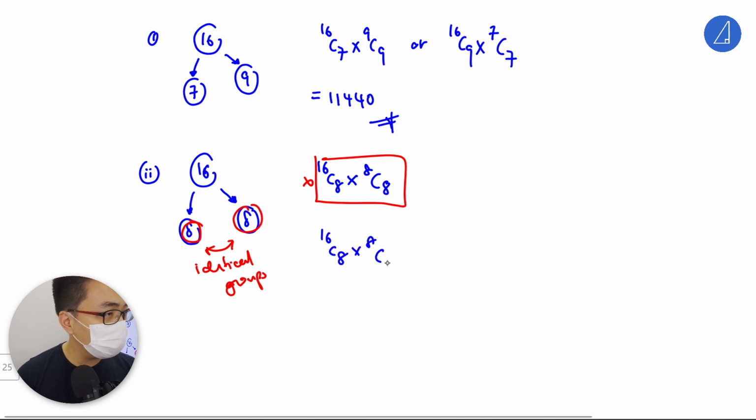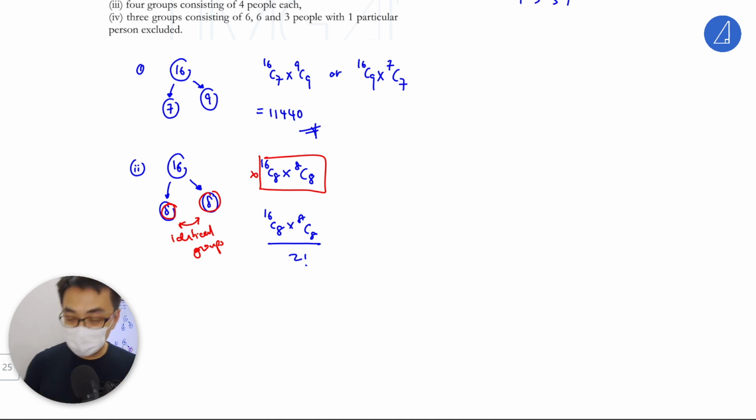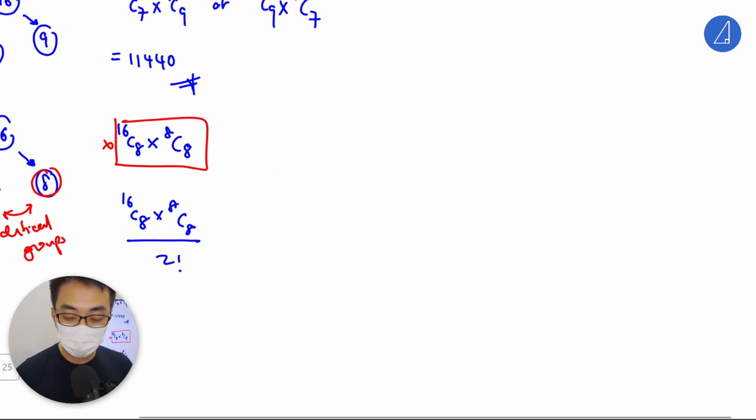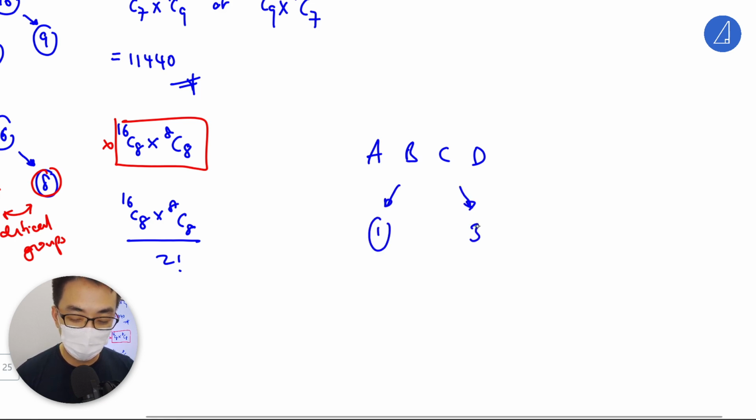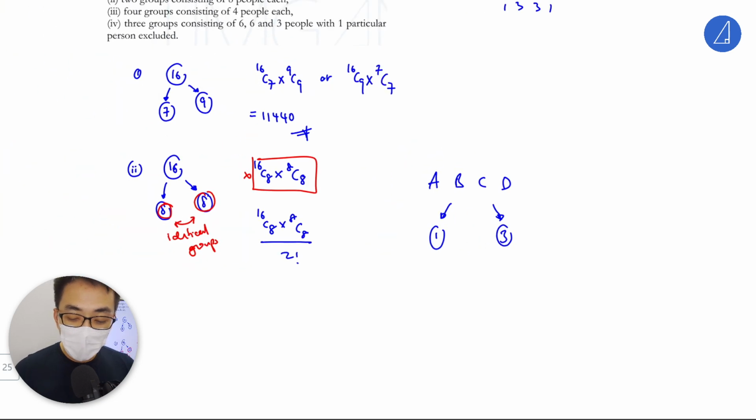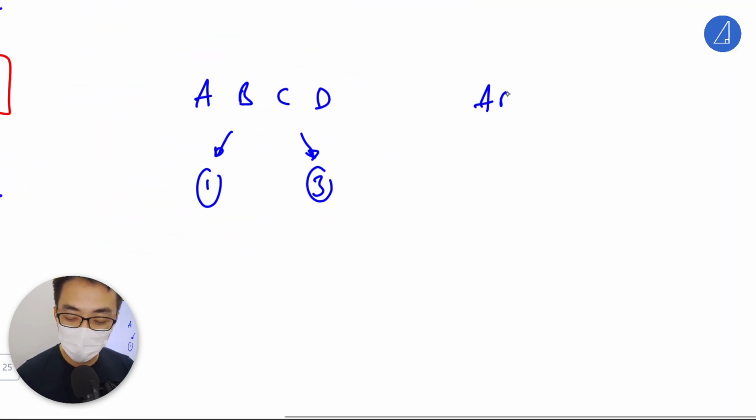You want me to explain why? Or do you all understand? Okay, I'll explain how this works. Let's look at an easier one, with Beatrice, Cassandra, and Denise. Let's say they are going to be distributed. The easiest is a group of 1 and a group of 3. So why, for 1 3 and 2 2, does 2 2 need to be divided by 2 factorial?